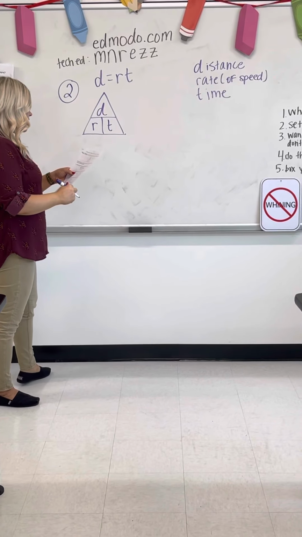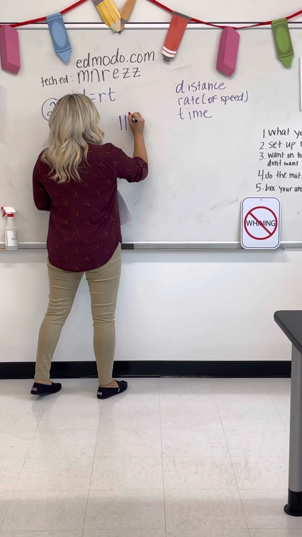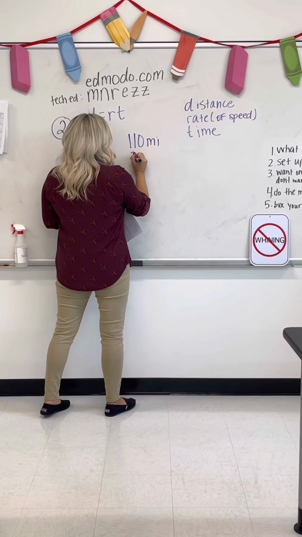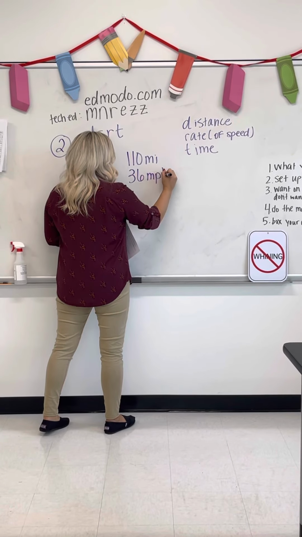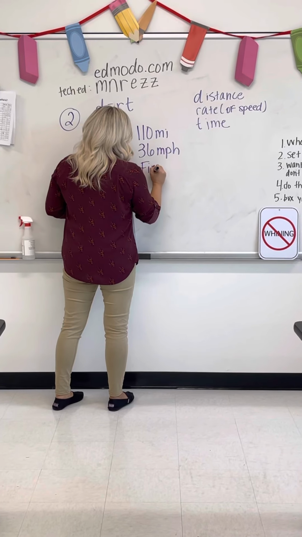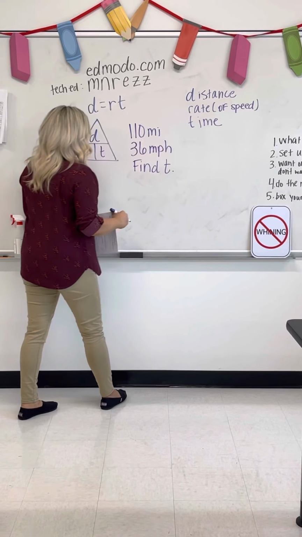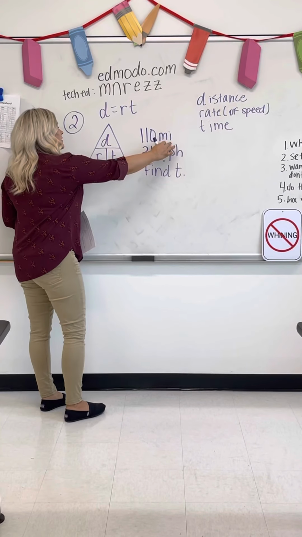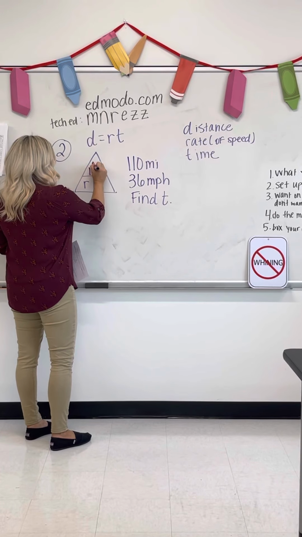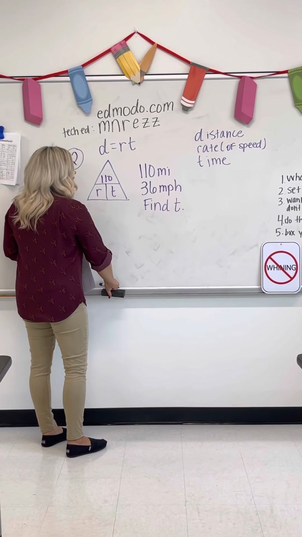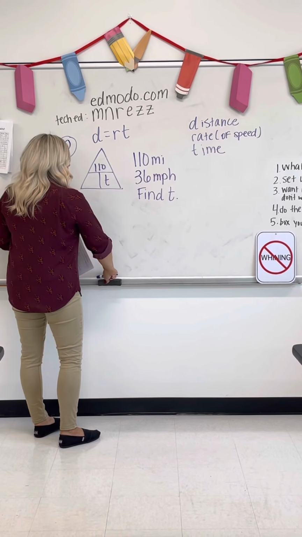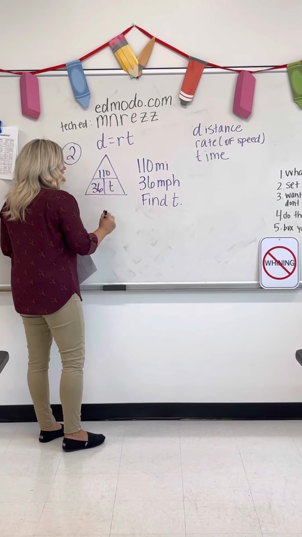It says that a car travels 110 miles at a speed of 36 miles per hour. So 36 miles per hour. Find the time it took to take the journey. Find T. So our distance is measured in miles, so this is going to go where the D goes, 110. And 36, miles per hour is a rate of speed, so it's going to go where R goes for rate, 36.